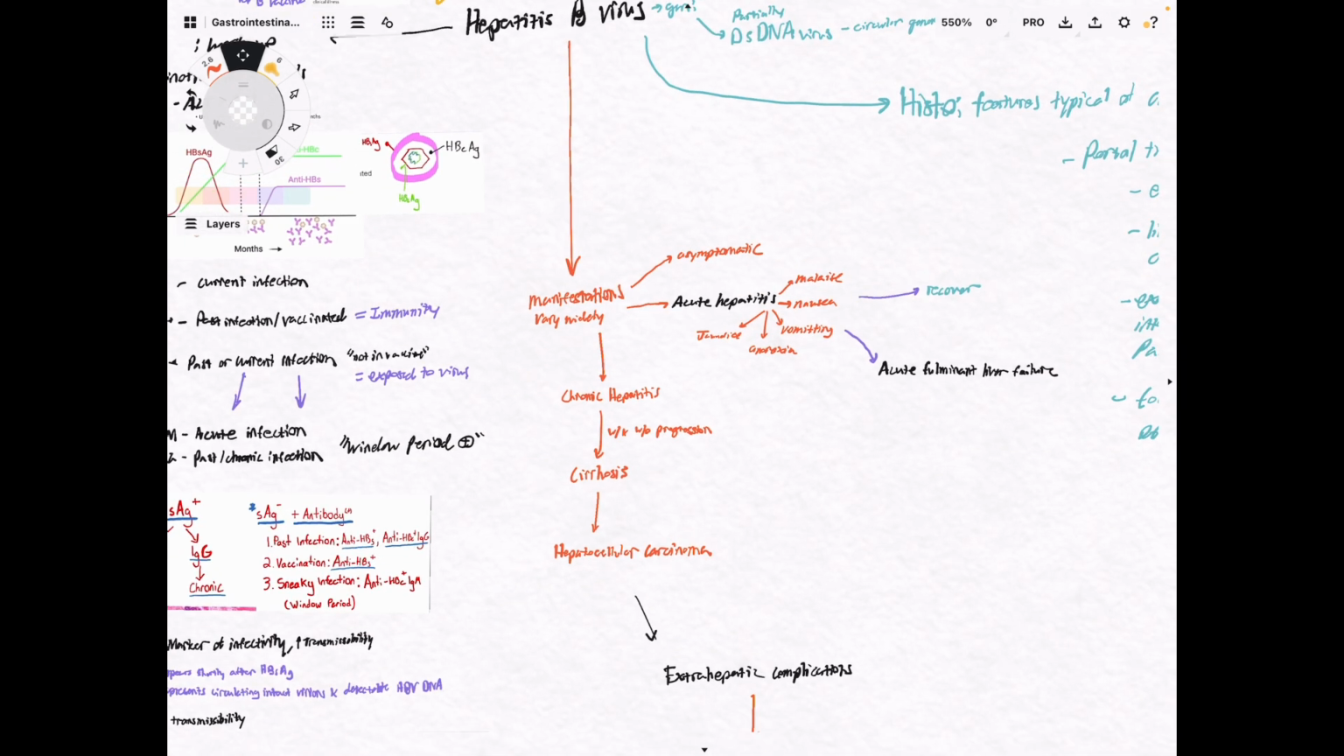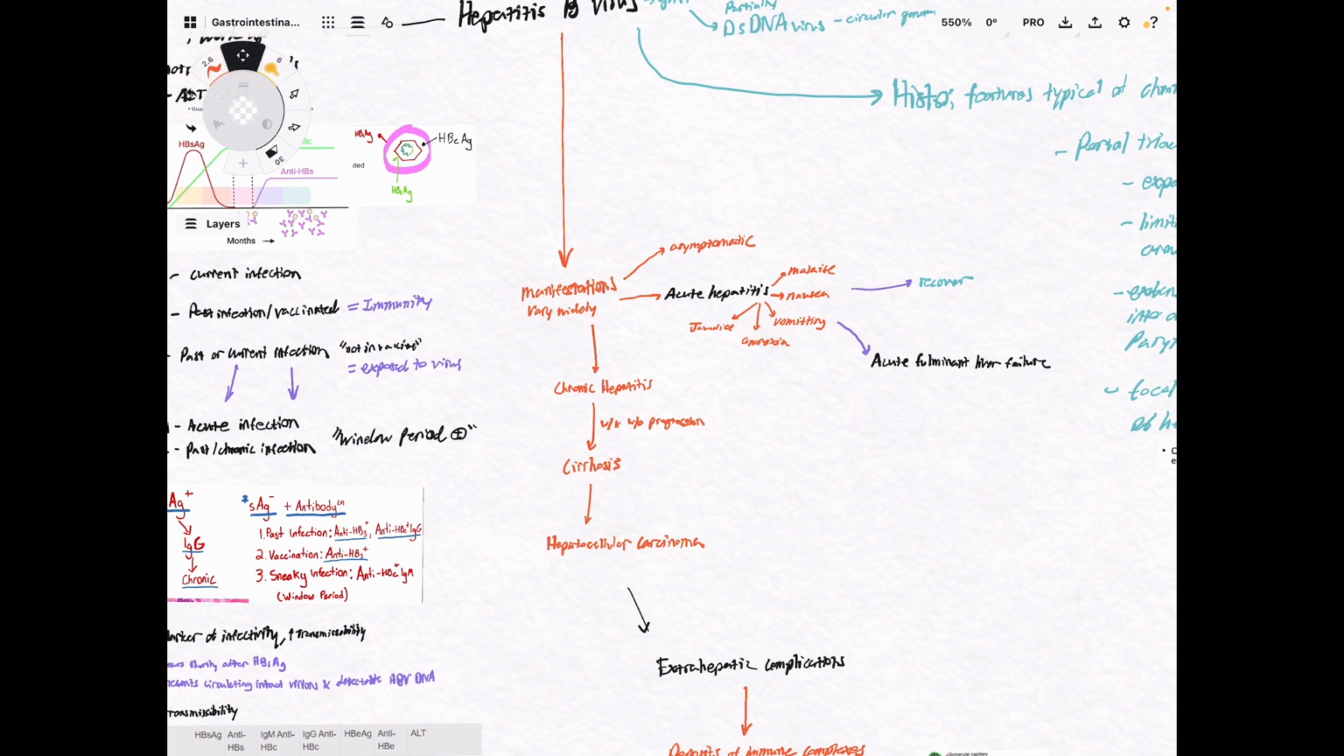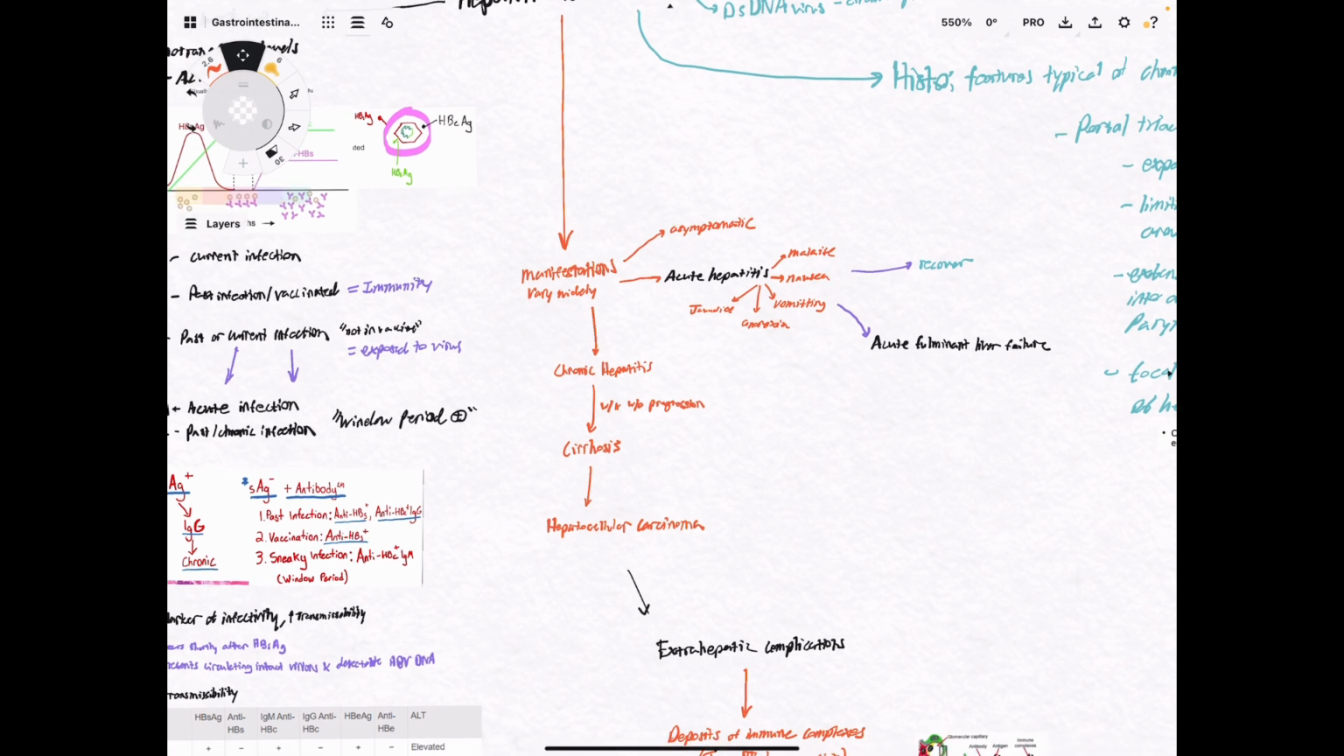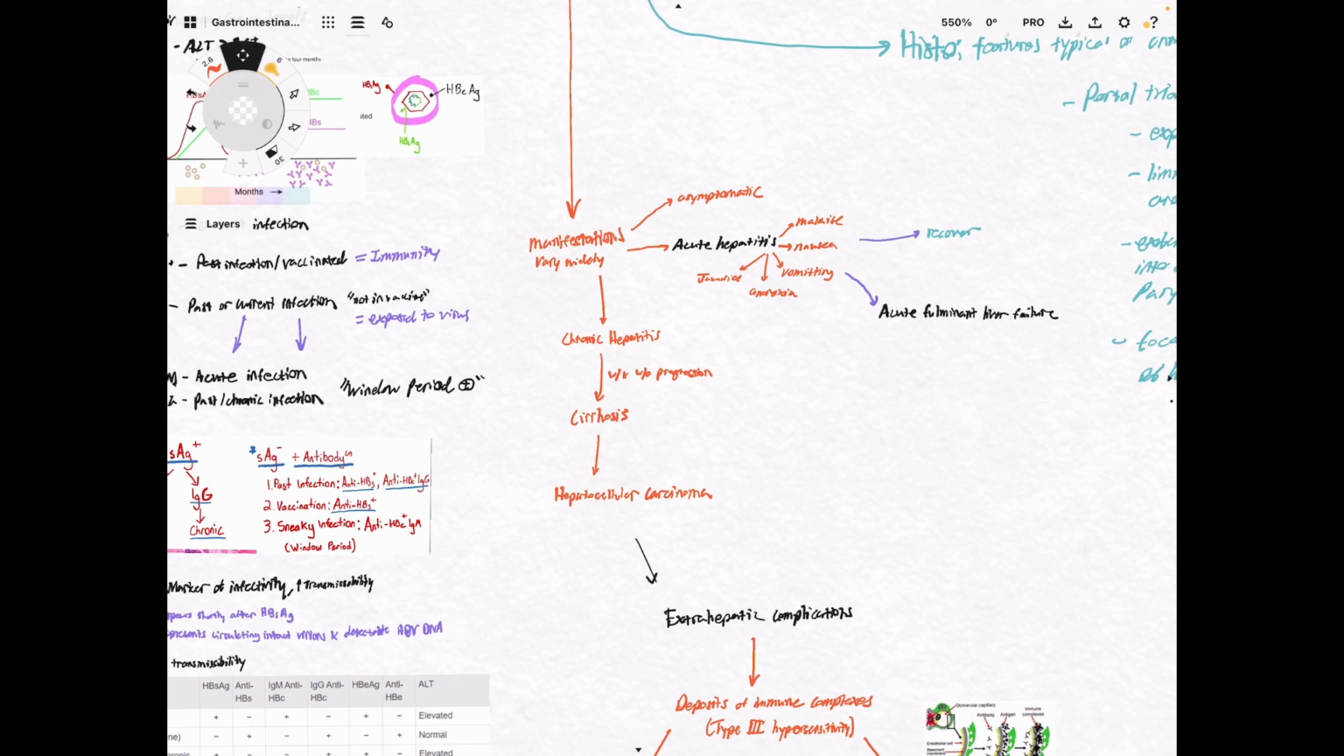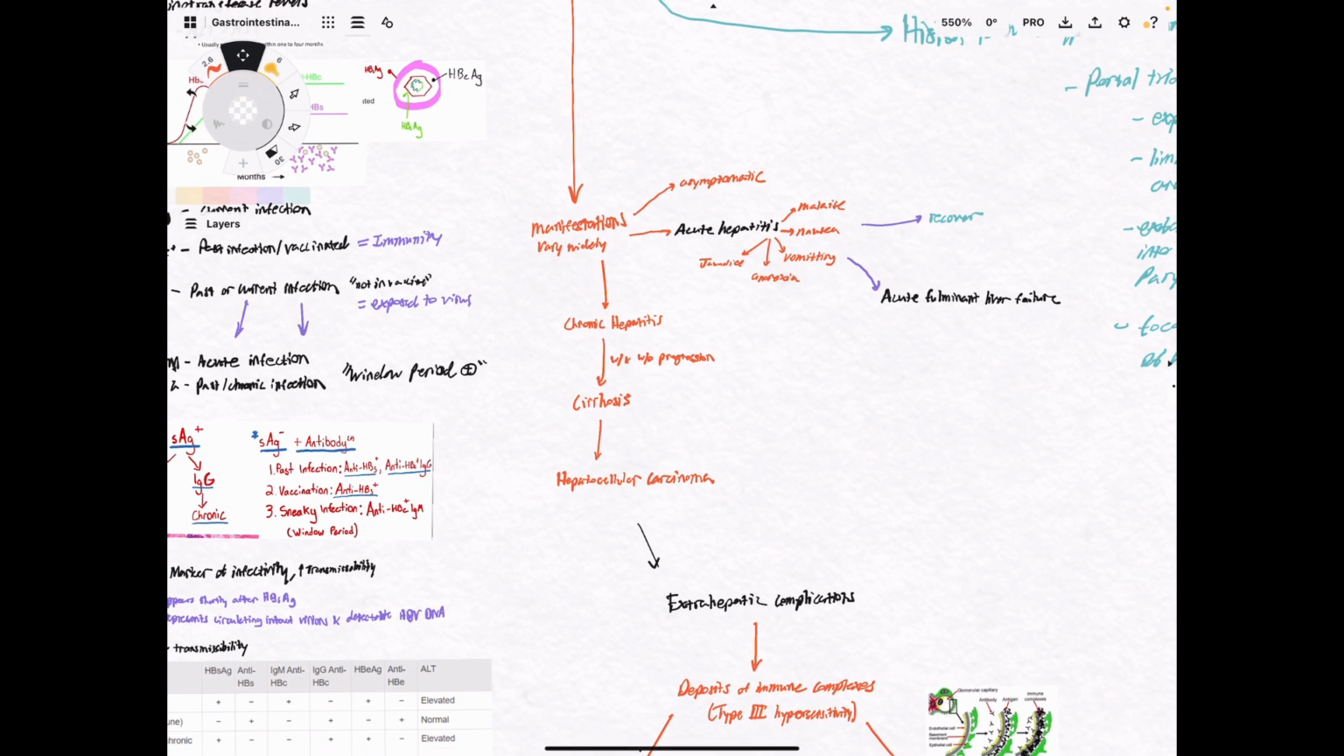The manifestations vary mildly. You can either go into an asymptomatic carrier state, or you can present with acute hepatitis, which again is more malaise, nausea, vomiting, anorexia, and jaundice. That can progress to chronic hepatitis with and without progression to cirrhosis. And if it goes to cirrhosis, it can also progress to hepatocellular carcinoma. But what I want you to associate is that acute hepatitis is associated with acute fulminant liver failure, so that necrosis and ulceration of the liver.